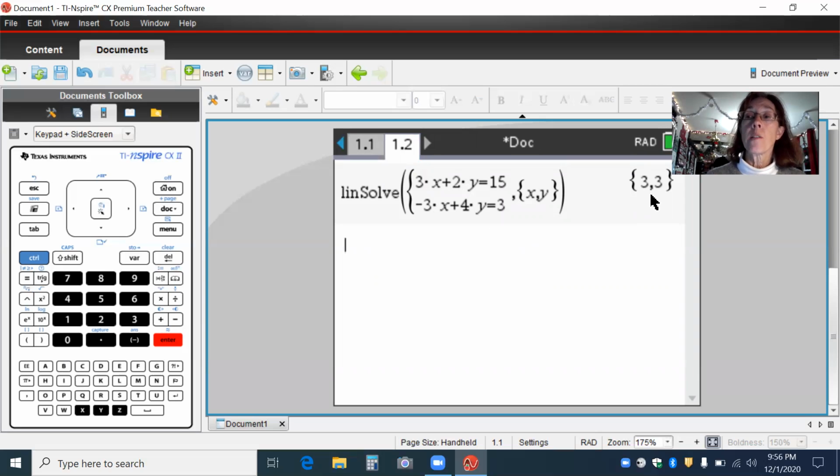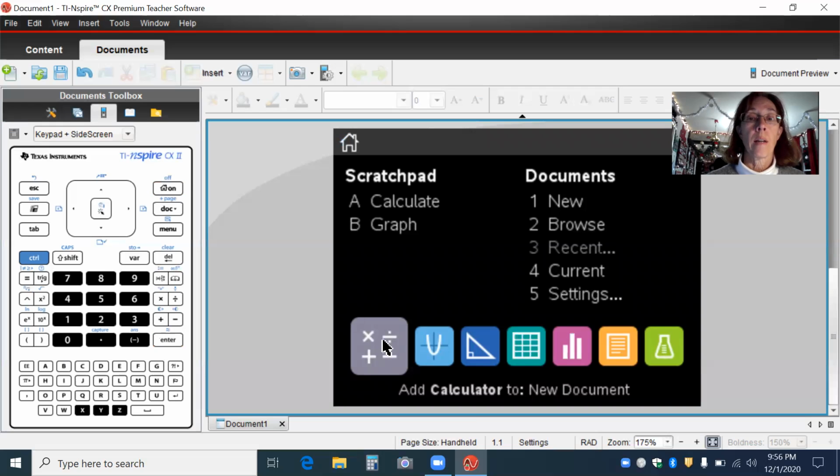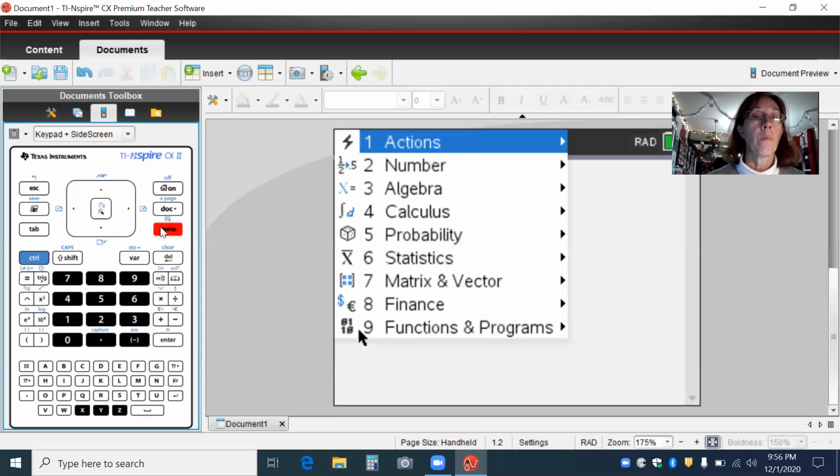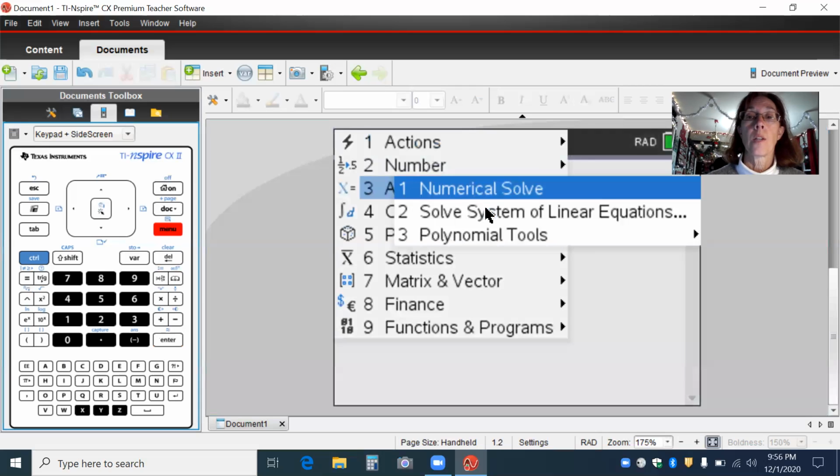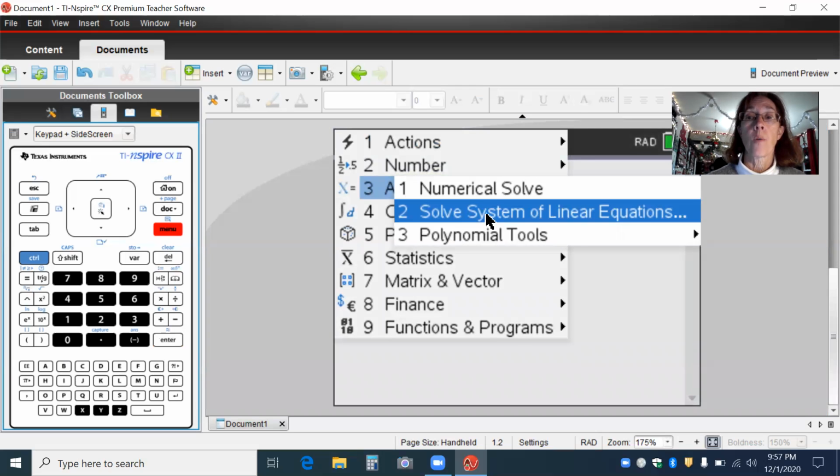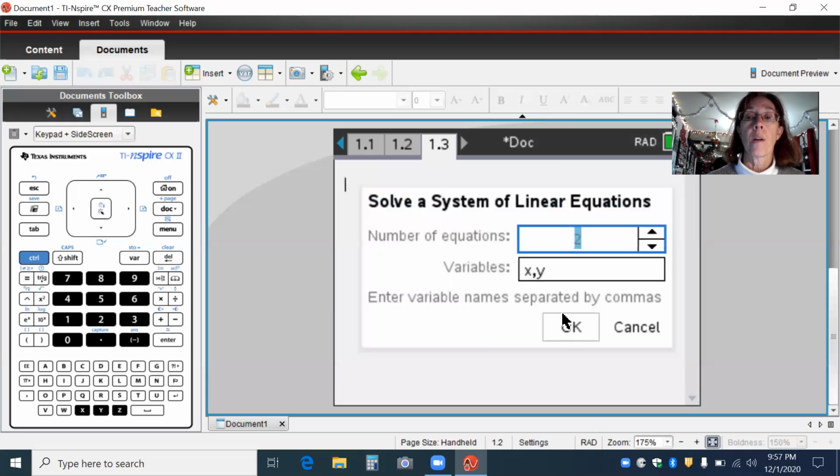Now, you may wonder, well, what does it look like when they're parallel, and what does it look like when they're on top of each other? So let me show you what that looks like. Go back to Home in between them. Go back to your Add Subtract screen. Menu, Algebra is 3, 2 for solve linear systems of equations. So here we are, hit OK.